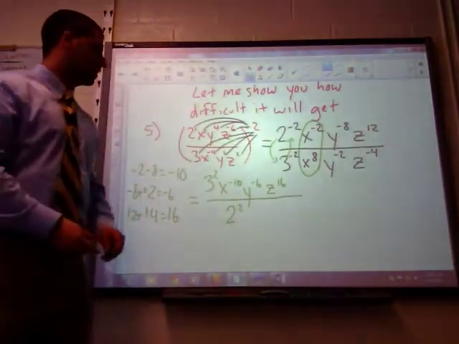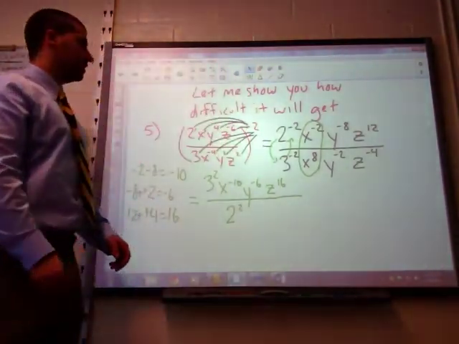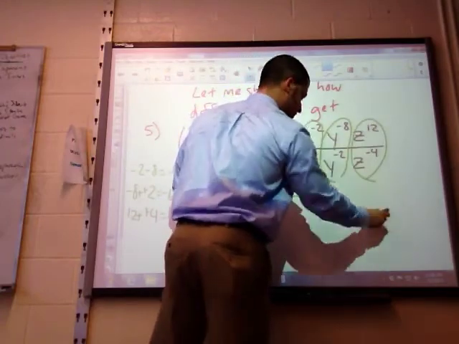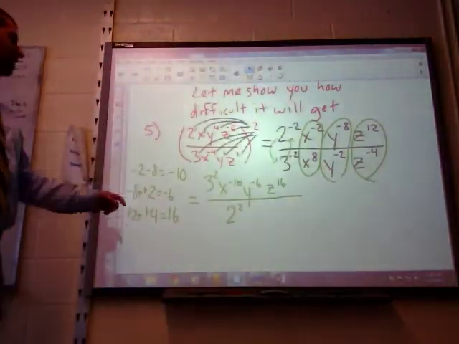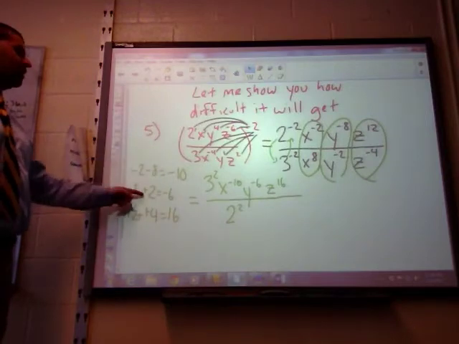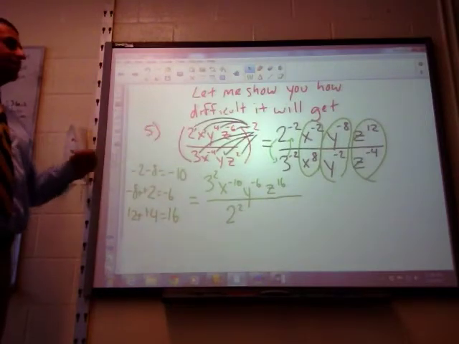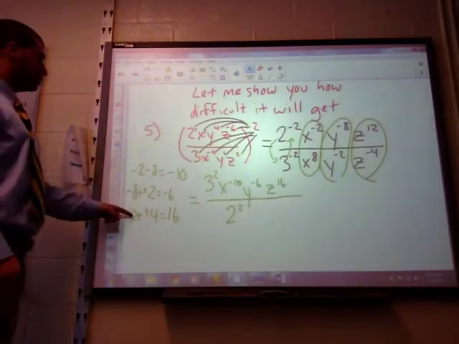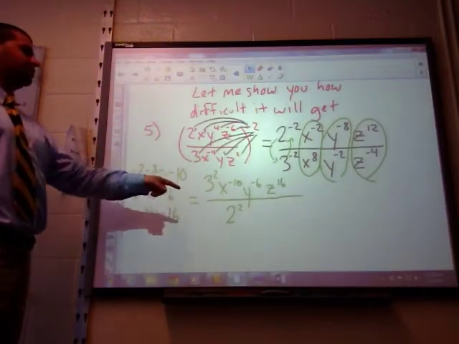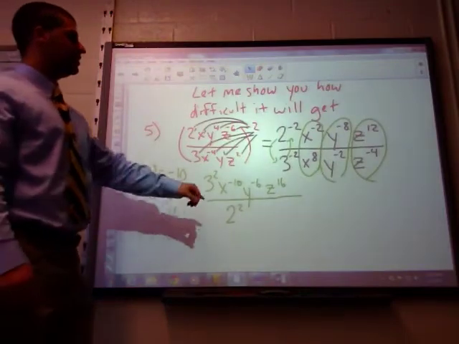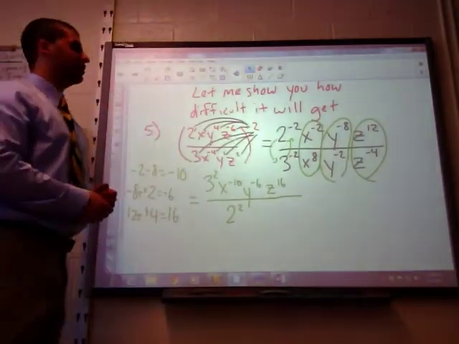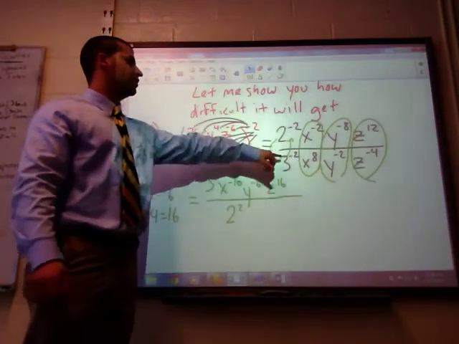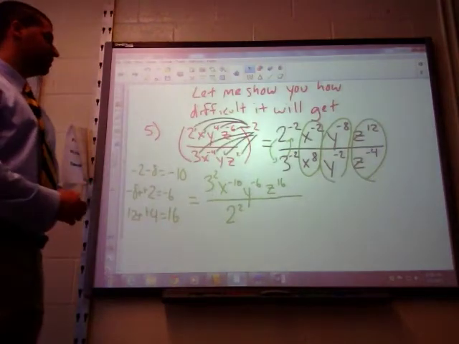So I'll give you a second to kind of take all that in. All I did was the quotient rule with all 3 variables. Negative 2 minus 8 for the x's, negative 8 plus 2 because it's a negative on the bottom, minus minus, or we're subtracting when we're dividing. 12 minus negative 4 is plus, so it's 16 for z. And for these numbers, since there's no quotient rule for the numbers, I just reversed where they were to make their exponents positive.